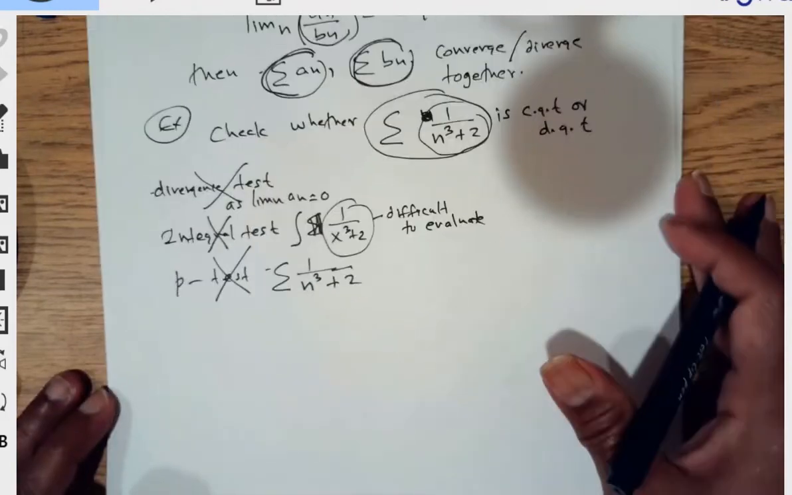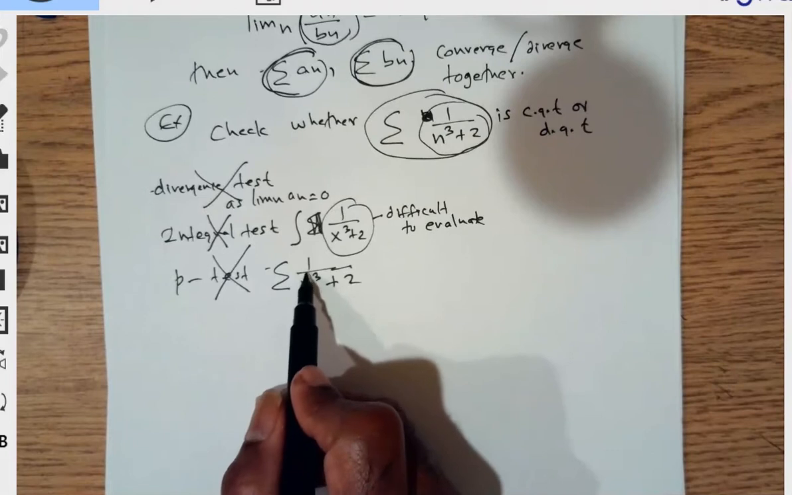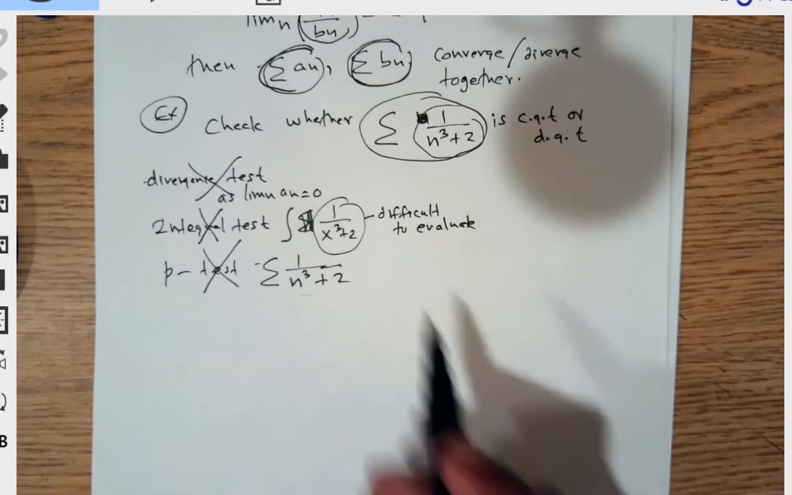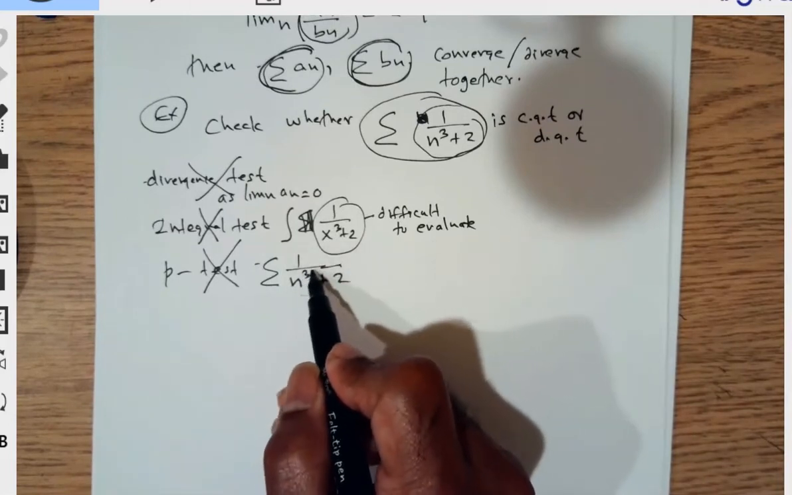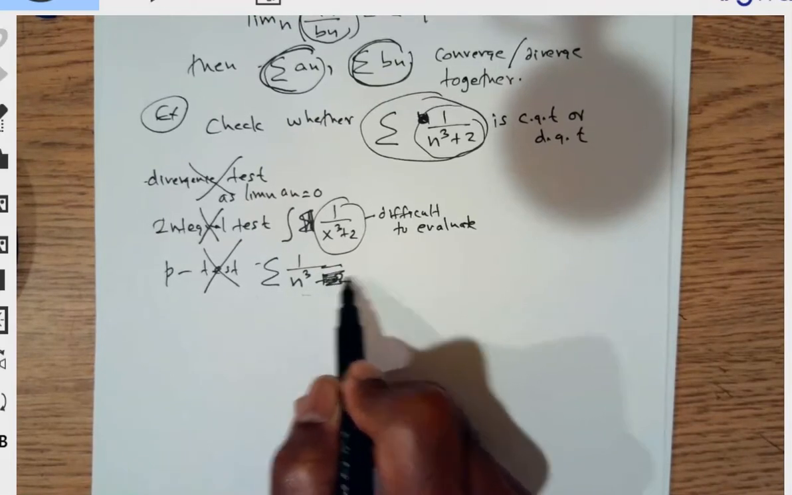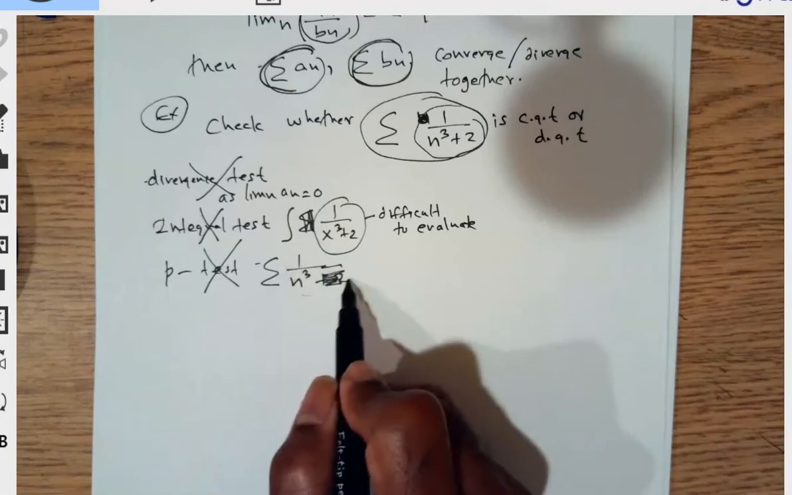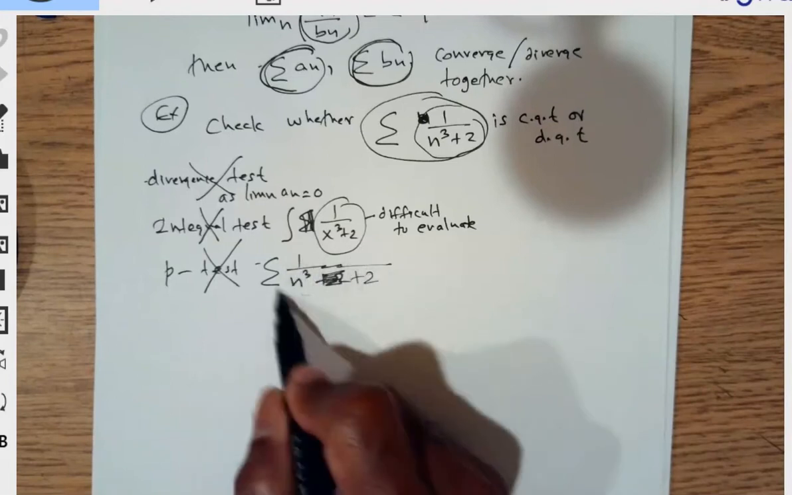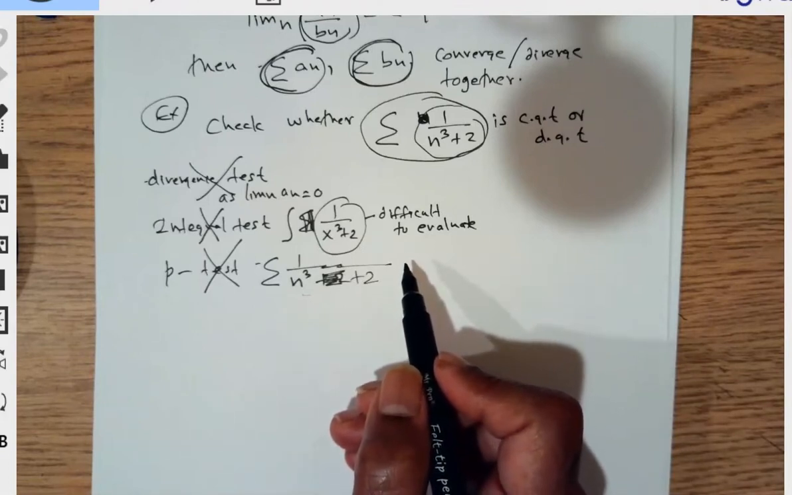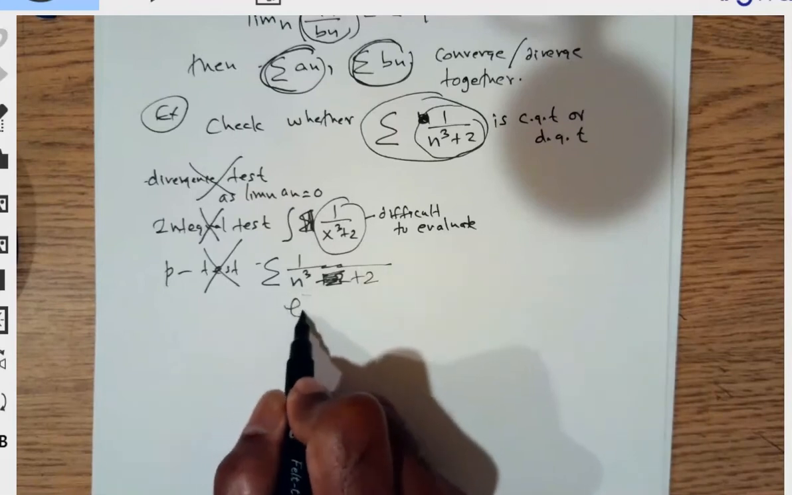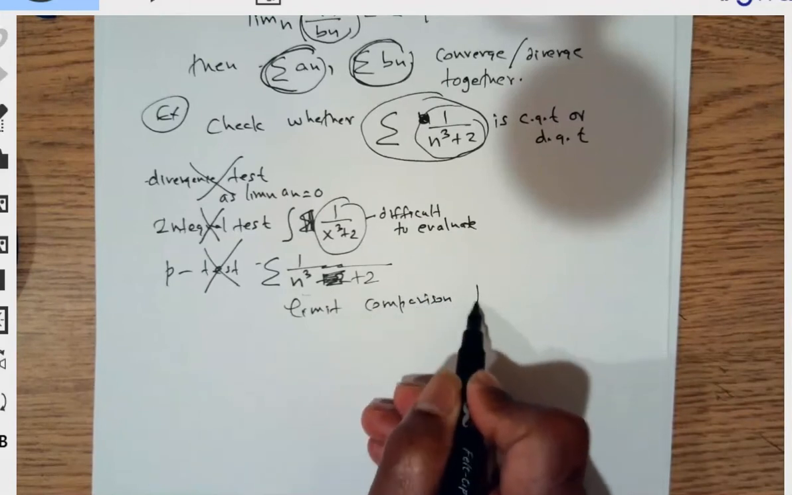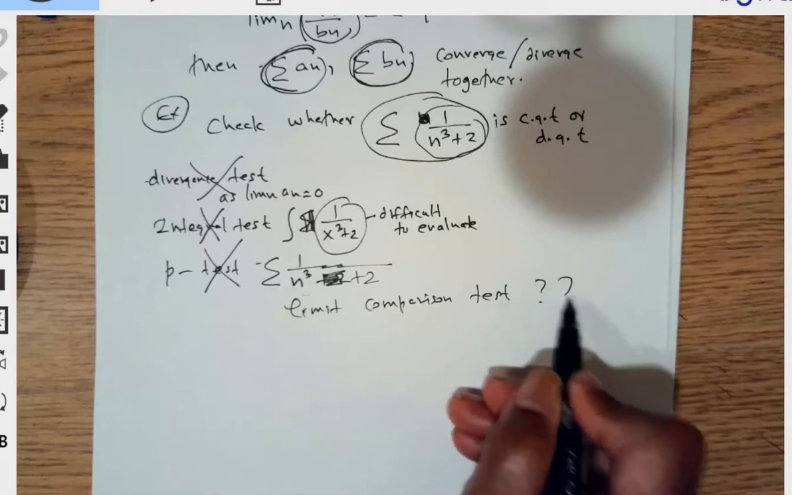The p-test is not valid because we have sigma 1 over n to the 3 plus 2. The p-test is only valid if you don't have the plus 2. For example, if you have just n to the 3, it is valid, and you can use the p-test. But if you have the plus, then the p-test is not valid. Is everybody okay with that? So none of these will work, so we are going to try the limit comparison test.